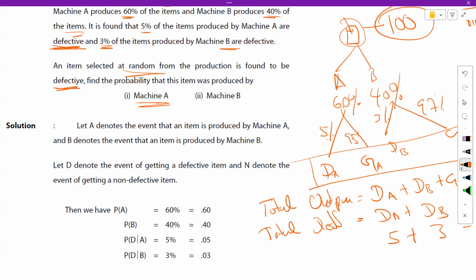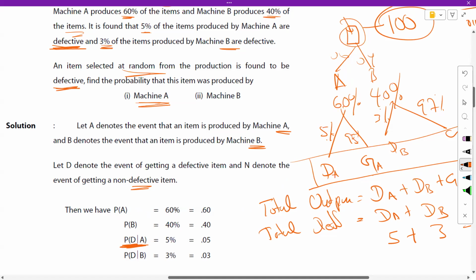The second question. So let us solve this. Let A denote the event that an item is produced by machine A, and B denote the event that an item is produced by machine B. Let D denote the event of getting a defective item, and N denote the event of getting a non-defective item. Here we use the probabilities: 0.6, 0.4, and here 0.05, and here 0.03. The thing here is given clearly.